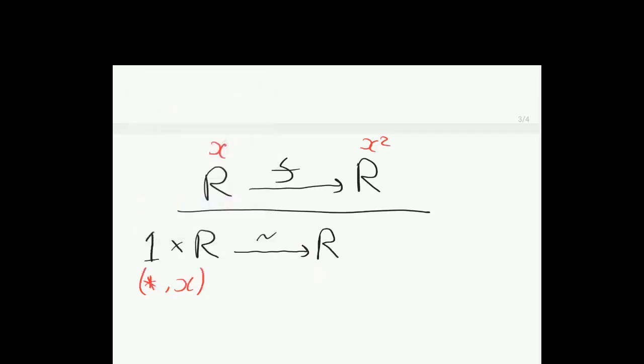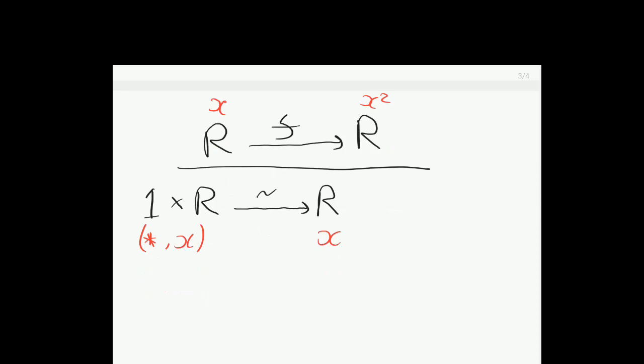And so we could just ignore that star at the beginning, because if you think about what happens when you do the product of two spaces, you're basically just pairing the values from one space with another space. And when you do the product of a space with 1, that basically just means you're attaching a star to each value, which doesn't really change anything.